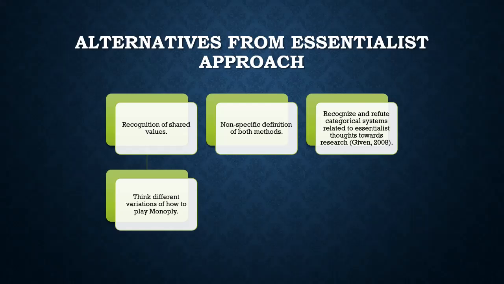The research provided some alternatives to the essentialist approach, and they include the recognition of shared values. It teaches you how to think of different variations of how to play Monopoly. Monopoly was an approach used in a particular research for this module. If you ask somebody how to play Monopoly, you're going to have probably about 10 to 15 different variations of Monopoly. And the same thing applies for this particular approach.